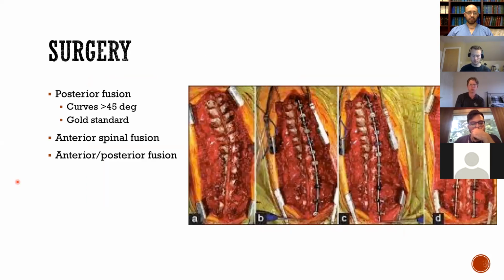All right. So surgery, posterior fusion is the gold standard. It's for curves that are greater than 45 degrees. It involves doing a posterior exposure.